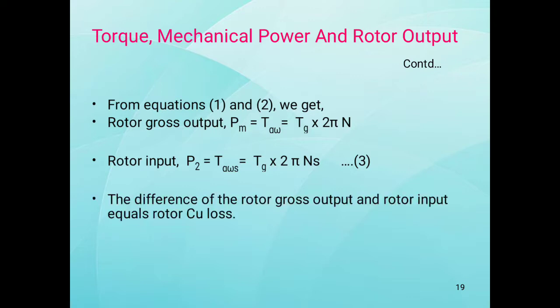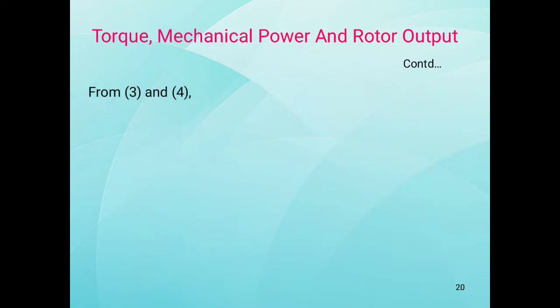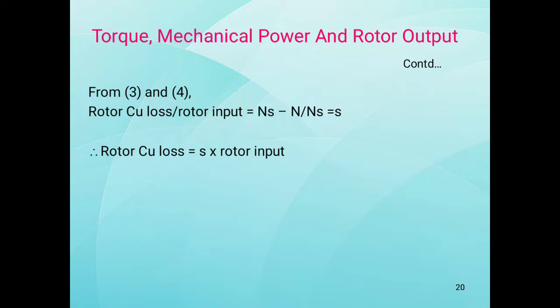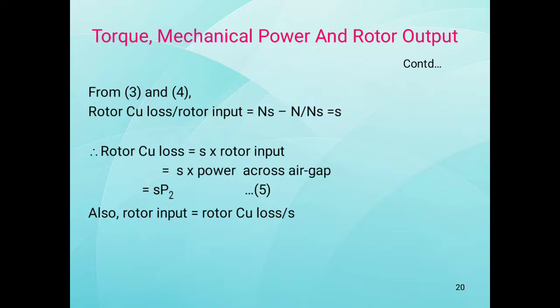The difference of the rotor gross output and rotor input equals the rotor copper loss. Rotor copper loss is P2 minus Pm, that is Tg into 2 pi (ns minus n). From equations 3 and 4, rotor copper loss over rotor input is (ns minus n) by ns, that is slip. Rotor copper loss is equal to S into rotor input, S into the power across the air gap, that is S into P2. Also, rotor input is equal to rotor copper loss by S.